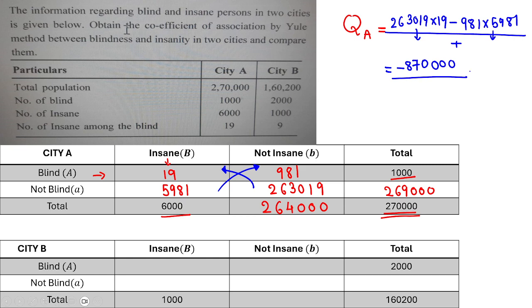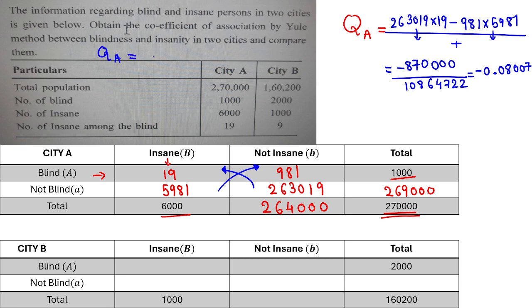So it is 263019 into 19. Whatever is the answer, it is M plus 981 into 5981. Whatever is the answer, it is M plus. If I do MRC, I get the value 10864722. If I divide this number with the given numbers, I get the answer as minus 0.08007, right?